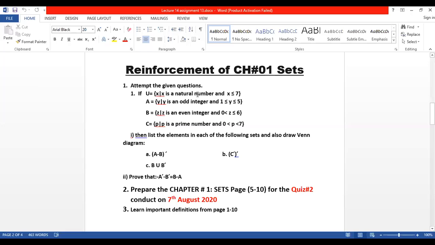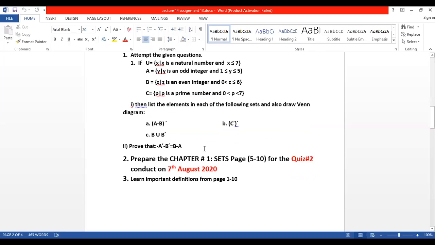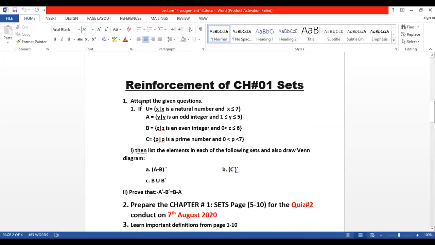Step number 1 is the very important step. You have to convert it into the tabular form first, and then you have to solve it. The questions are there: A minus B whole complement, C double complement, B union B complement, and the prove that question. You have to attempt these questions. Don't attempt the example question. Attempt the questions which are given over here.